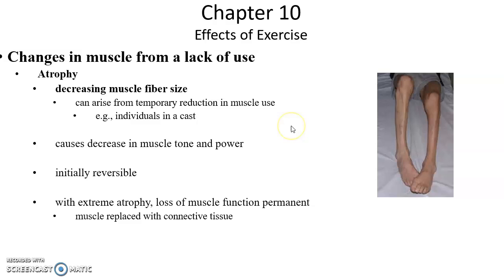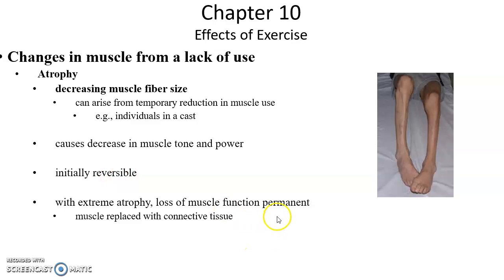Atrophy is the opposite. It's a decrease in skeletal muscle size caused by a decrease in muscle fiber size. If for some reason, for a long period of time, someone's not using a muscle, it will reduce in size, decreasing the tone and the strength of that muscle. Initially, atrophy can be reversed. So if your muscles start to atrophy, you can reverse it.